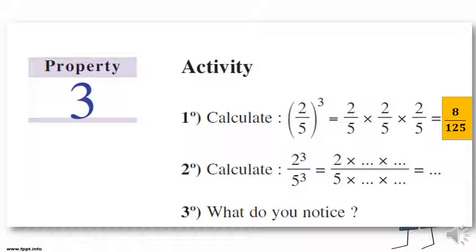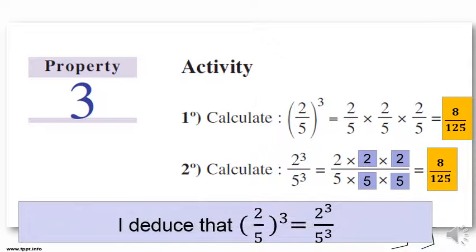Okay, 2. Calculate 2 cube over 5 cube. 2 cube, it's 2 times 2 times 2. 5 cube, it's 5 times 5 times 5. 2 times 2 times 2, it's what? It's 8. 5 times 5 times 5, it's 125. What do you notice? Look at part 1 and part 2.